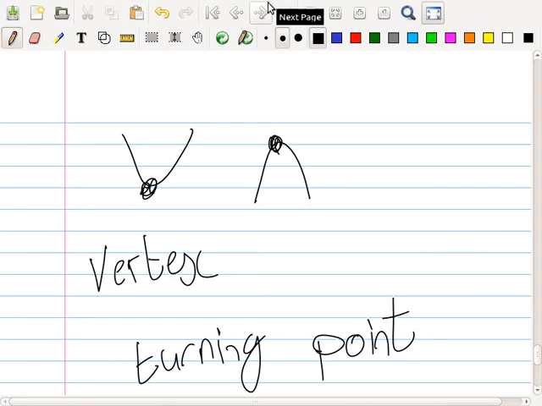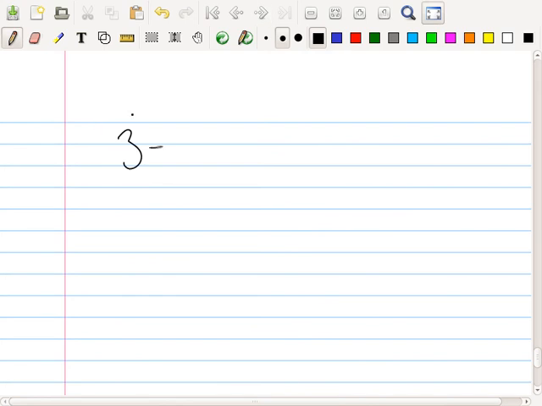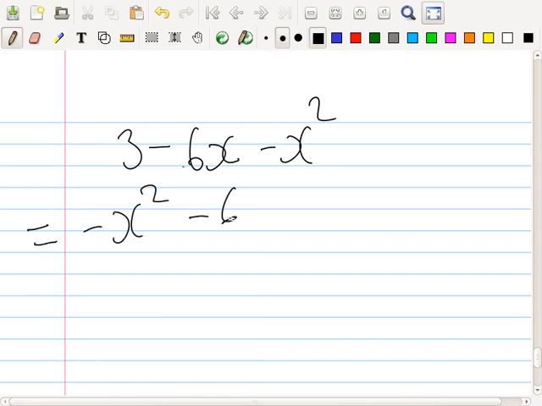So, Alison, can you just read out 2A? 3 minus 6x minus x squared. That equals minus x squared minus 6x plus 3, right? I mean, it's still the same. Minus x squared, minus 6x, positive 3. But now I take out the minus.